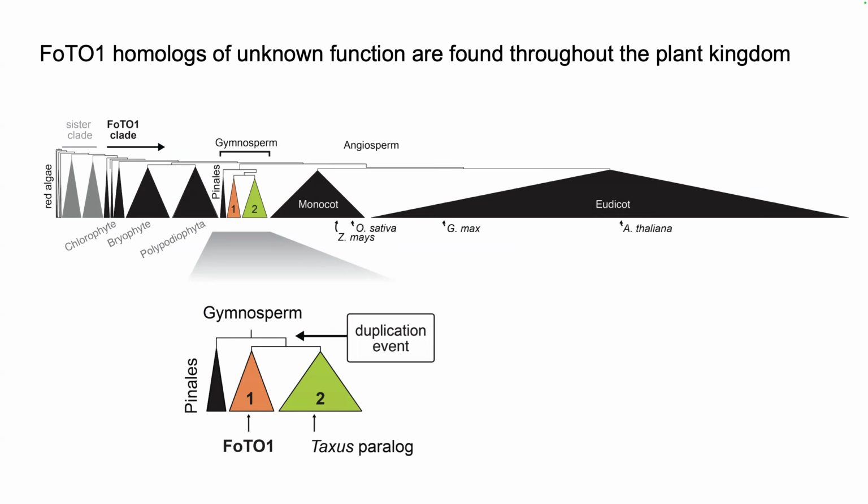In gymnosperms like Taxus, there's been a couple of duplications of PHOTO. So presumably one PHOTO has some conserved essential function paralog in Taxus, and then the other PHOTO is probably some sort of neo-functionalized duplication in recent history.